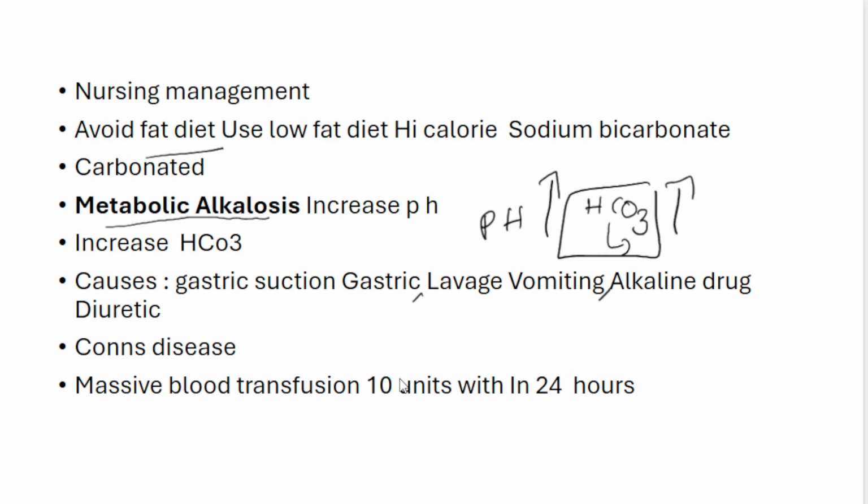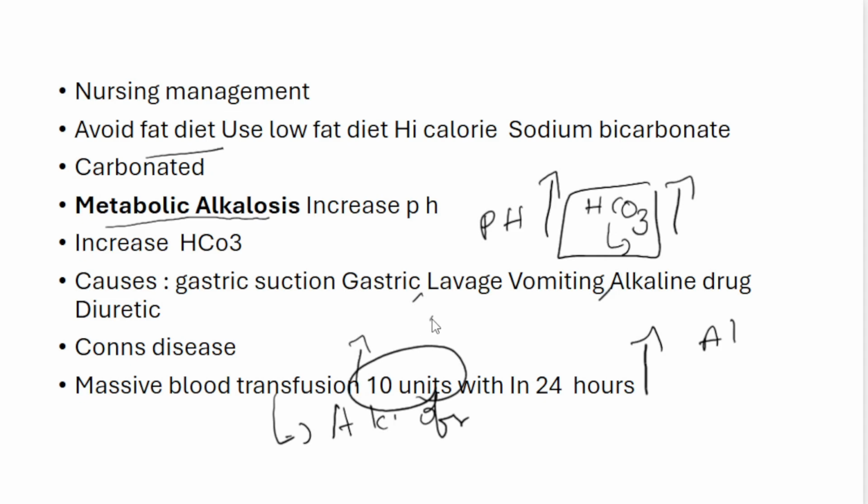Sometimes massive blood transfusion also, approximately 10 units of blood given within 24 hours, leads to the formation of alkalosis. So they will ask which kind of acid base imbalance we will see in massive blood transfusion. The answer is metabolic alkalosis. And they will also ask, if vomiting, gastric suction, alkaline drugs, and diuretics are given, which kind of acid base imbalance we will see. That is metabolic alkalosis.